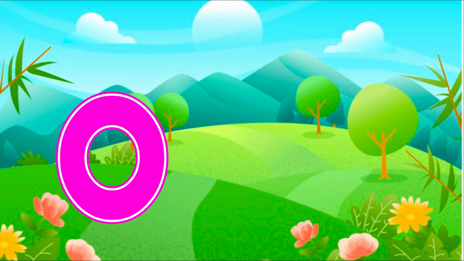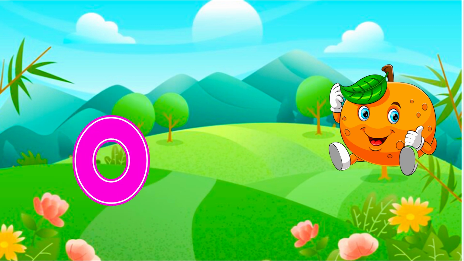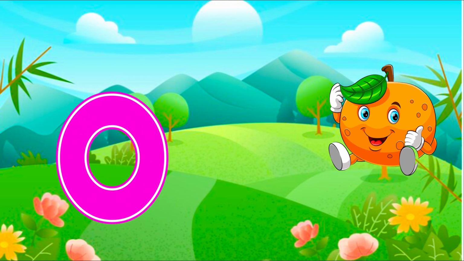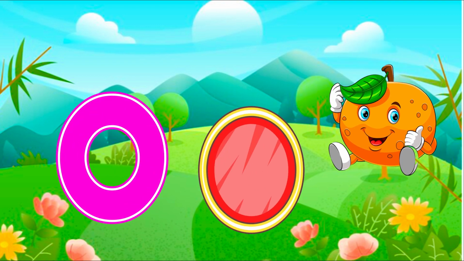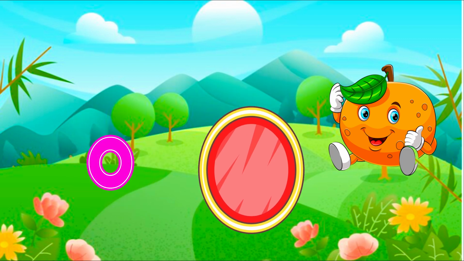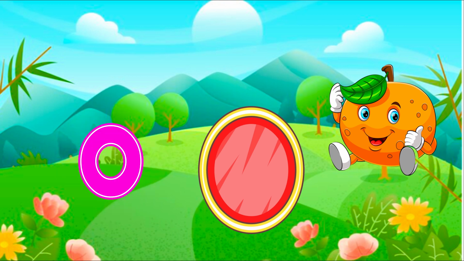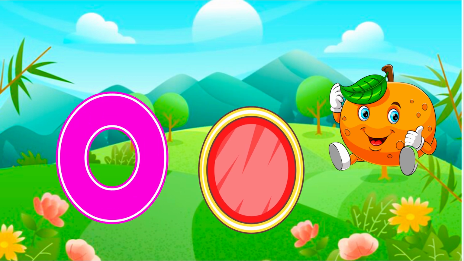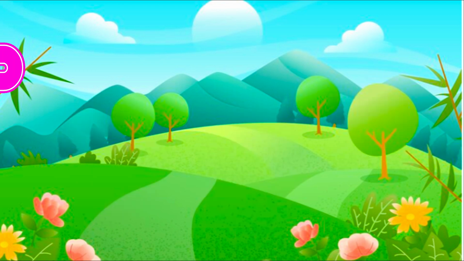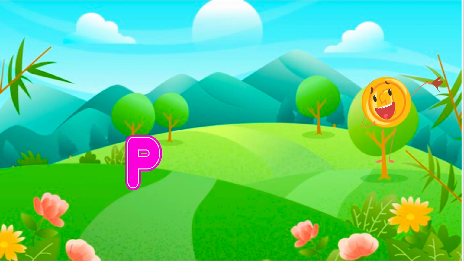O is for orange, o, o, orange. O is for oval, o, o, oval. O is for o, o, o, o, orange. O is for oval.